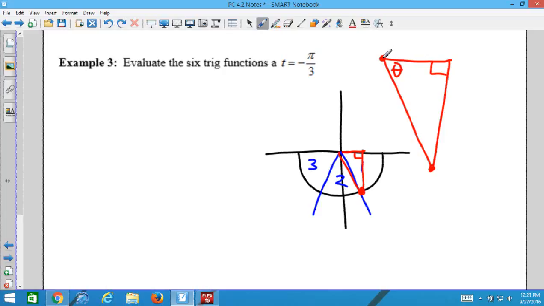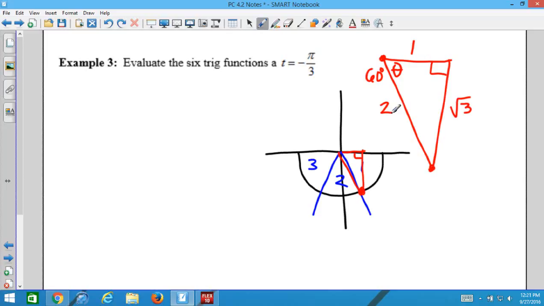And so we need to figure out our x, our y, and our radius. And this is going to be a unit circle. So our radius will be 1, but before I get there, let's figure out what this would be in degrees. That would be 60 degrees, right? So across from 30 is the 1. That means over here is square root of 3, and then the radius is 2.